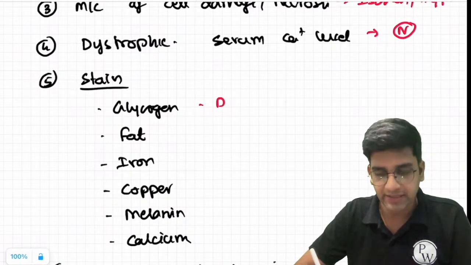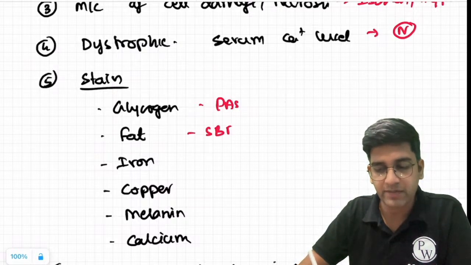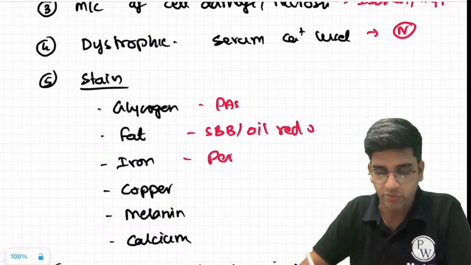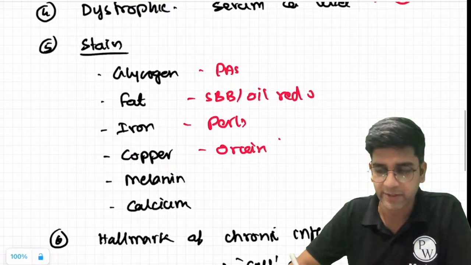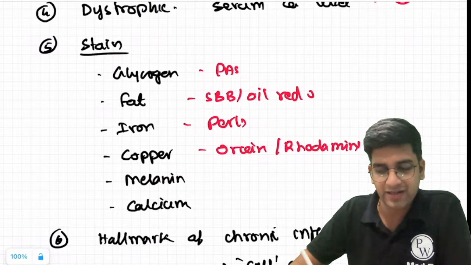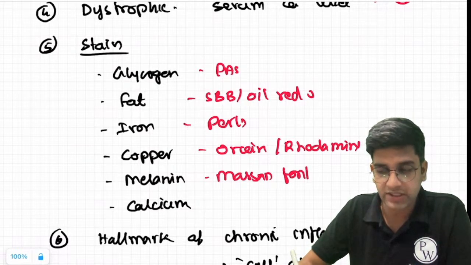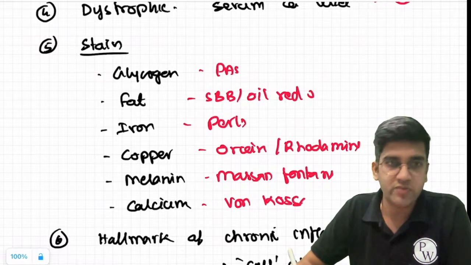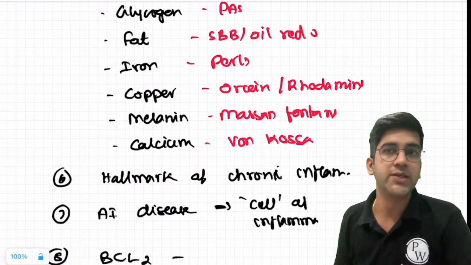Stain for glycogen. Yes, it is PAS. PAS positive, diastase sensitive. Fat: Sudan black B, SBB, or Oil Red O. Right, that's the right answer. Pearls Prussian blue for iron. Copper, we have orcein. Some of you must have forgotten this, right? And we also read about something called rhodanine. Melanin, though not important, we have Masson Fontana. Masson Fontana is the stain for melanin. And calcium, we have von Kossa. Von Kossa is the commonest one. And also we have alizarin red, which is a very specific one. But von Kossa is definitely the commonest stain useful for calcium.